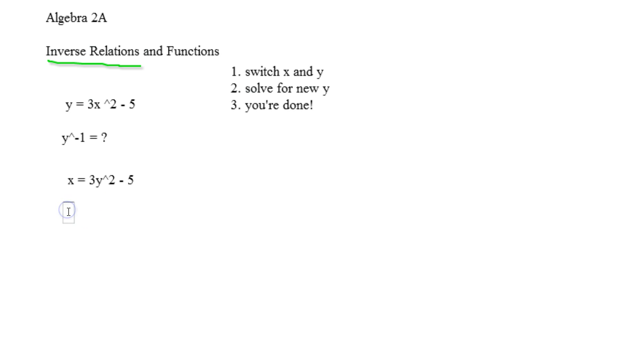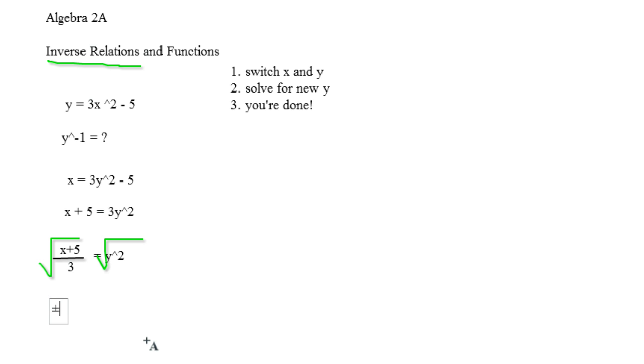So I'm going to add 5 to both sides, so this becomes x plus 5 equals 3y squared. I would divide everything by 3, so x plus 5 divided by 3 equals y squared. And then I'm going to square root both sides. And yes, you are going to have to think about the plus or minus version.